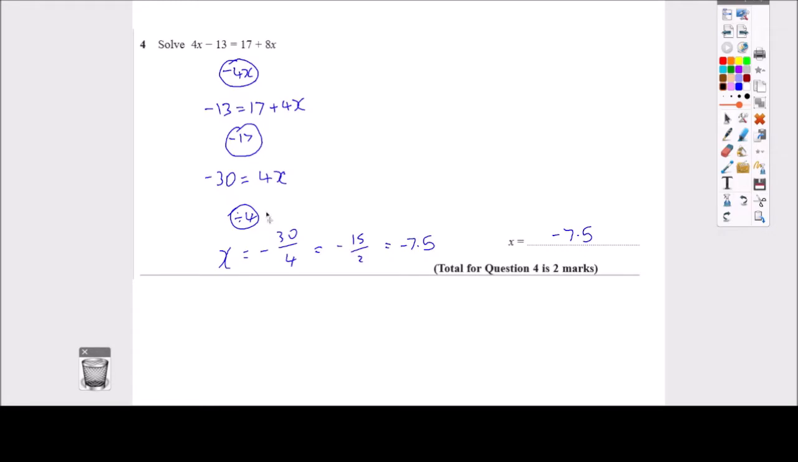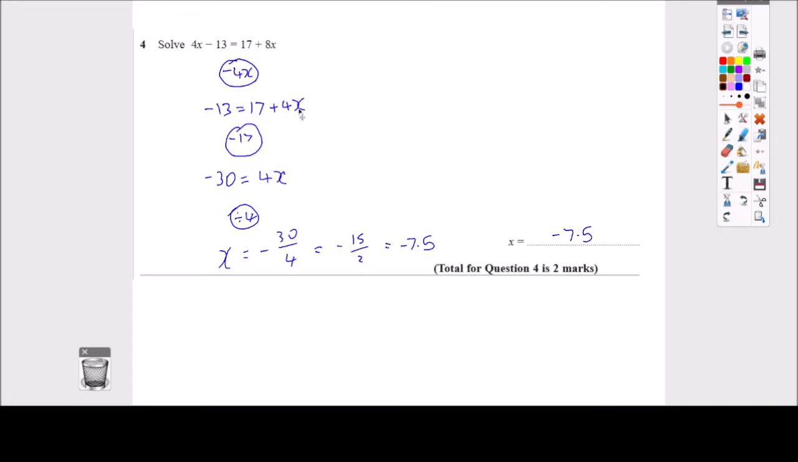Question four. Now, I'm going to get all the X's onto one side, all the normal numbers onto the other side. And given we've got the bigger number of X's on the right to start with, it's easier if I take all my X's to the right-hand side. So my first step is to take away 4X from both sides. So that leaves me with minus 13 equaling 17 plus 4X.